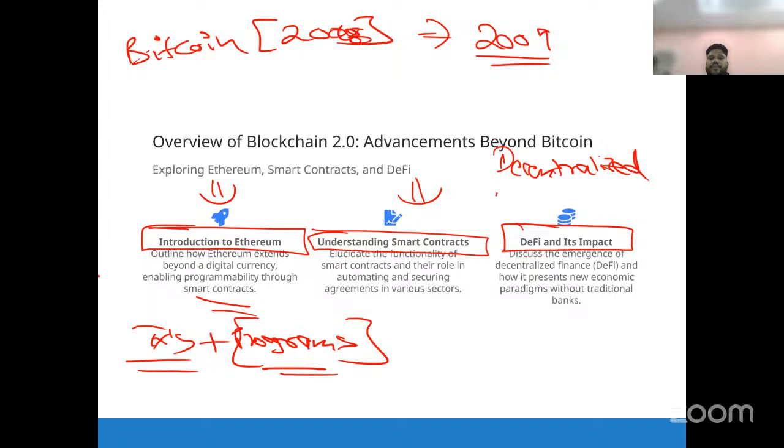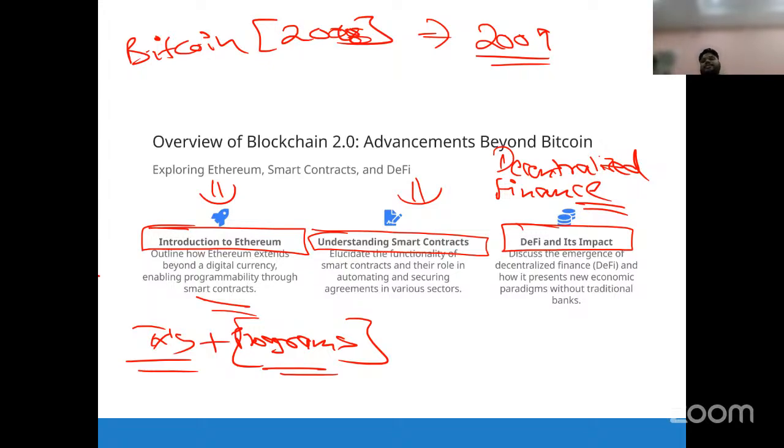Okay. DeFi is basically decentralized finance, is what we call it. This is a new financial system, I would say, which is built on blockchain and doesn't rely on any traditional banks. It allows people to borrow, lend, trade, and earn interest using blockchain technology without the need of any middleman like a bank. You don't need any intermediaries in the process for you to get started.